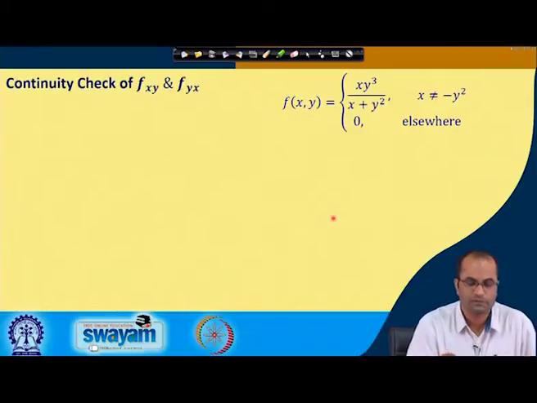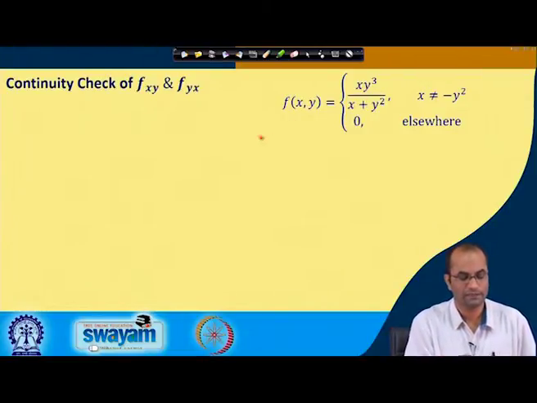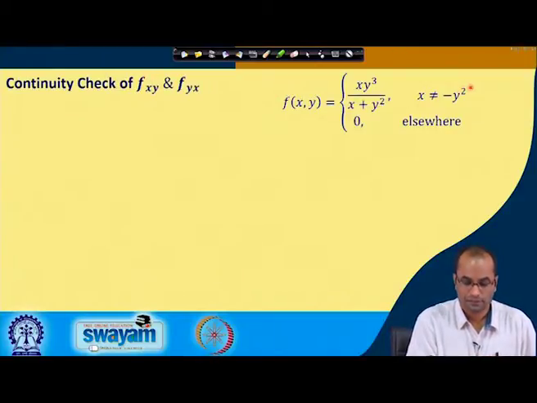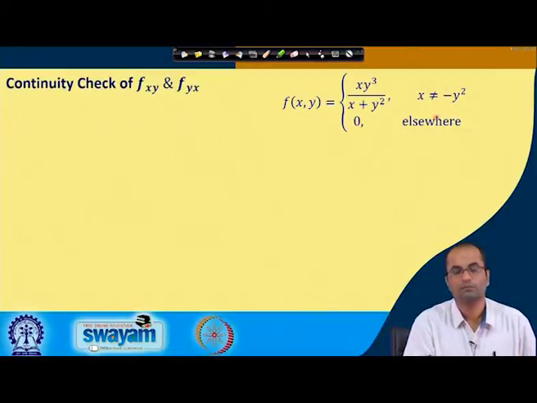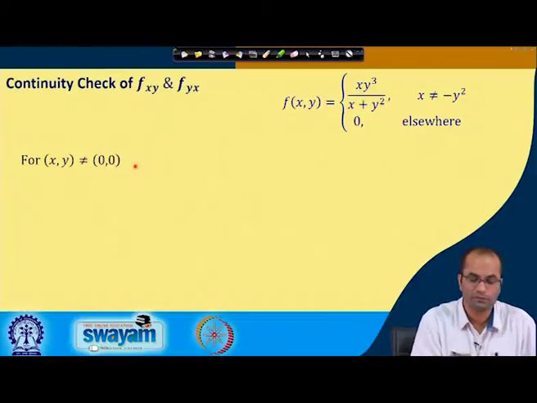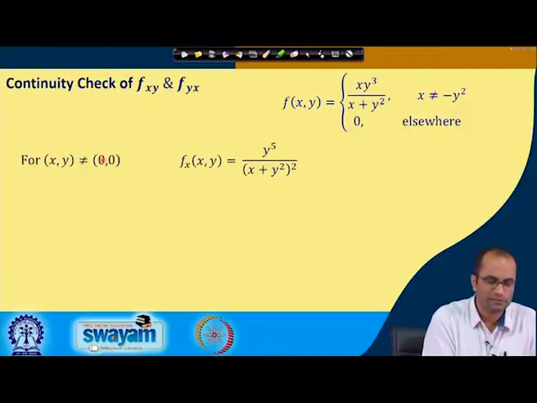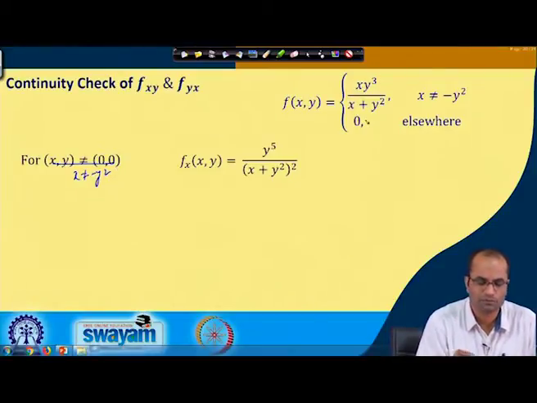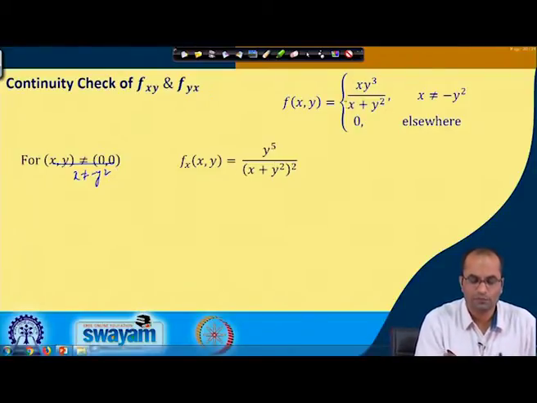So, what to do to check the continuity? We have to get these mixed derivatives when x is not equal to minus y square, and also elsewhere, both the places. So, here for (x, y) not equal to the origin, or rather we will say when x is not equal to minus y square. So, at all these points where there is no problem, we can just compute this derivative by keeping y as constant.